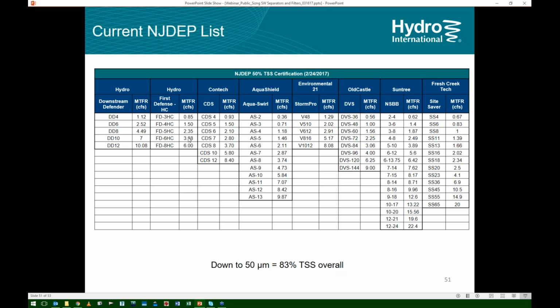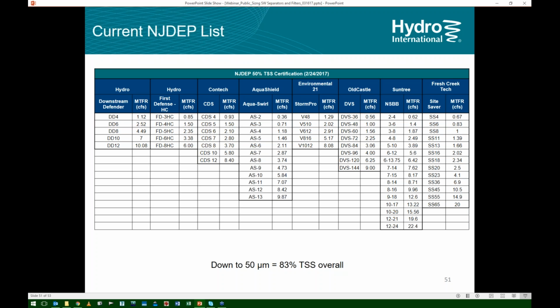which is more likely what I want for my separator, and just use these numbers, knowing that all these numbers are based on the same test protocols, the same particle size distribution, and the same scaling equation, all verified through the New Jersey Corporation for Advanced Technology and then certified by NJDEP. So this becomes a very solid list to use.